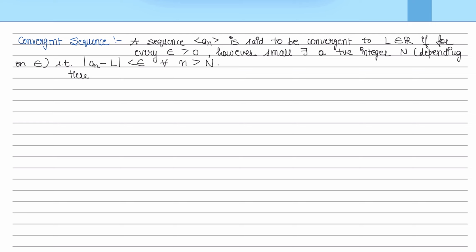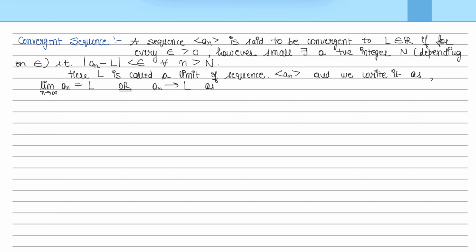Here capital L is called a limit of the sequence an, and we write it as limit of an as n tends to infinity is equal to capital L, or we can also write it as an tends to L as n tends to infinity, or we can directly write it as an tends to capital L.